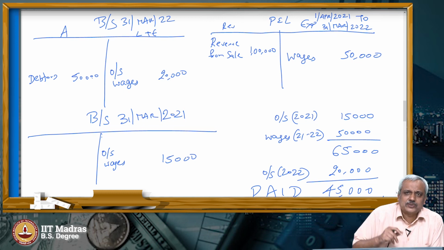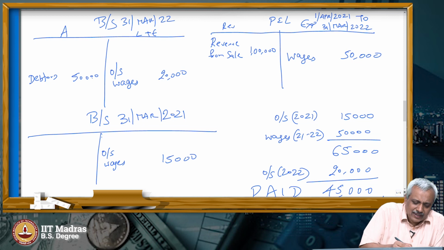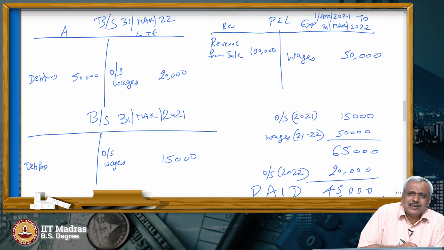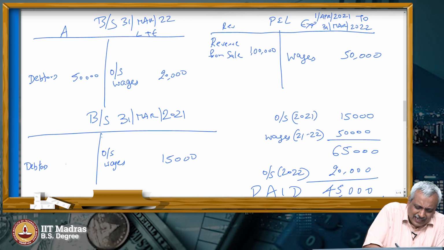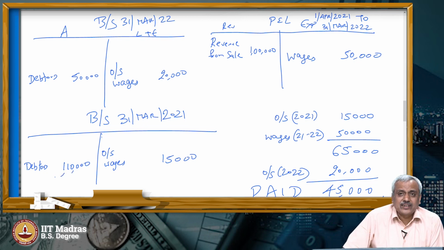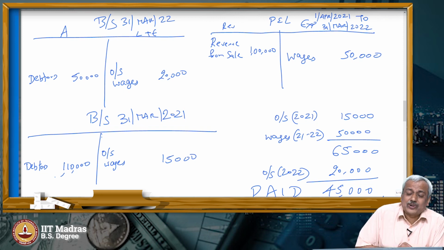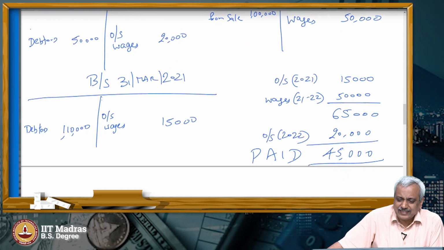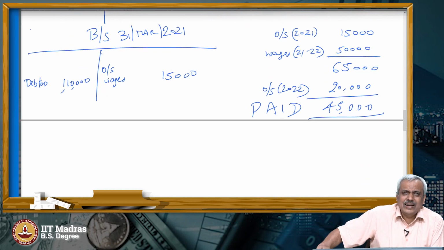I will add a small twist to this. I will say debtors in 2021, as of the 2021 balance sheet, is let us say almost 1,10,000. Take an obnoxious, big figure here. Debtors as of 2021 was 1,10,000. Sales for the year is 1 lakh. Current year debtors is only 50,000. That means how much is the cash that you have received? Now let us go by this.